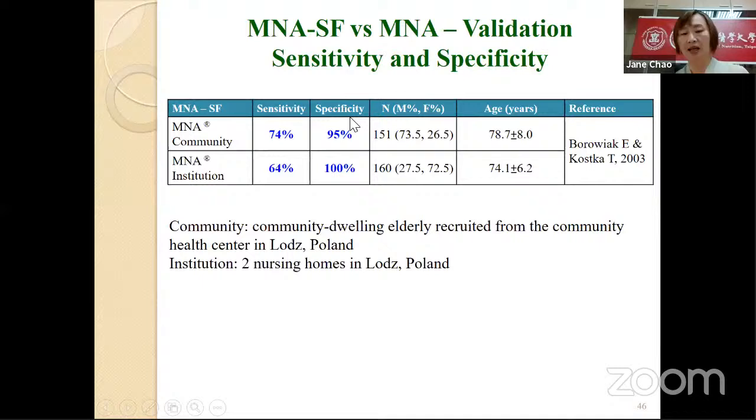But you can see for the short form, the sensitivity in the community is 74%. In the institution, the nursing home, it is 64%. Specificity in the community is 95%. For the institution, the nursing home, it is 100% specificity. So you can see the MNA short form, I would say, has good validity.